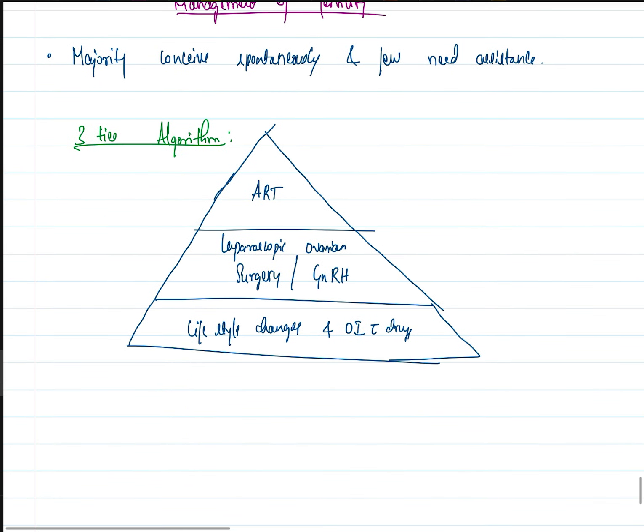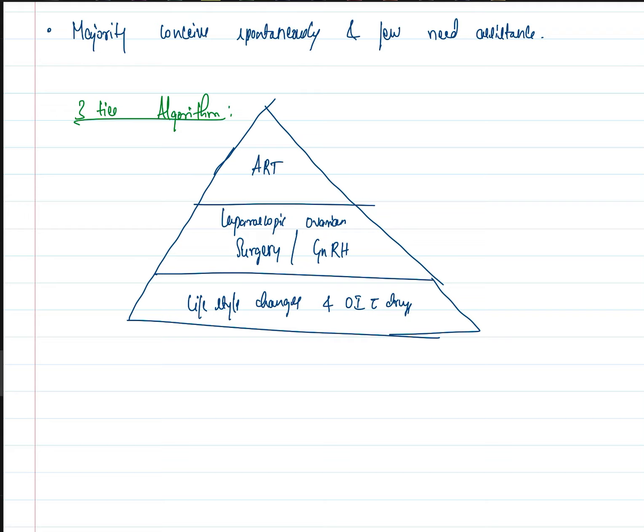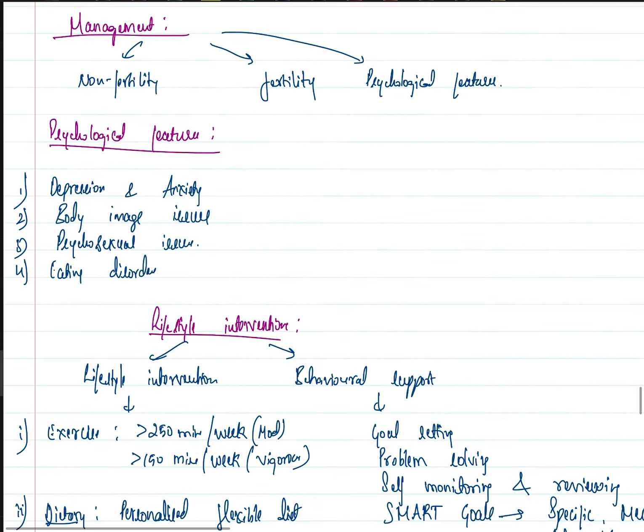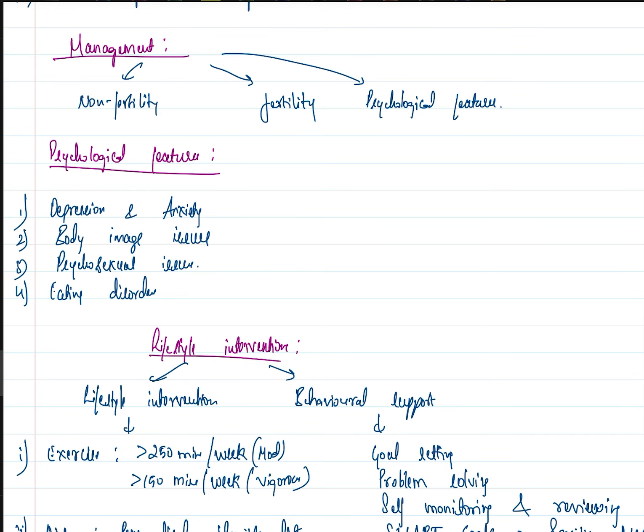Okay, we have a three-tier algorithm for infertility management. First, basic is lifestyle changes, followed by ovulation induction with drugs. Secondly, you can go for laparoscopic ovarian drilling or GnRH agonists. Third, if everything fails, then we go for ART procedures. Okay, this is how we manage PCOS. So, this was a vast topic in a concise manner.